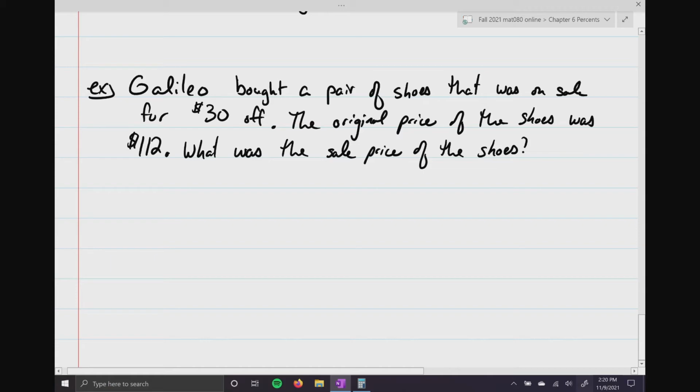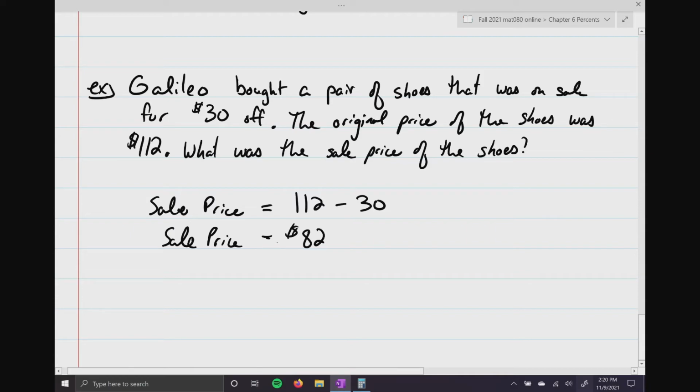So this problem is just a straight substitute. Sale price equals the original, 112 minus $30 off. So that's going to give us 82 bucks. So the sale price equaled $82 for the shoes. Very straightforward problem, nothing too crazy. Okay?